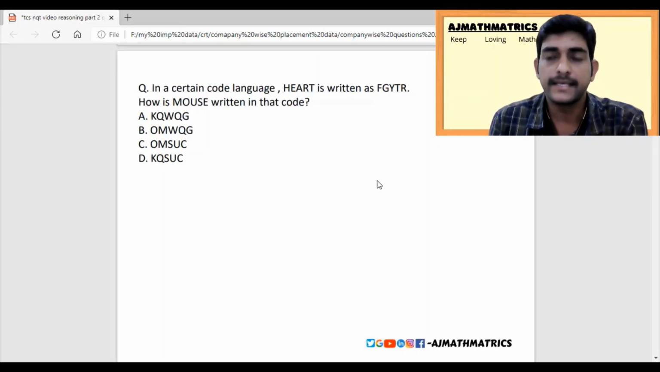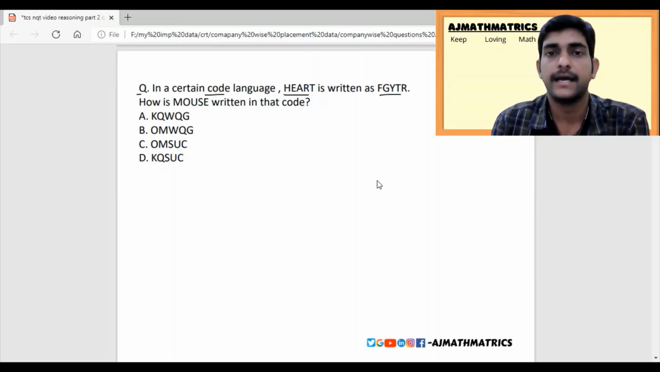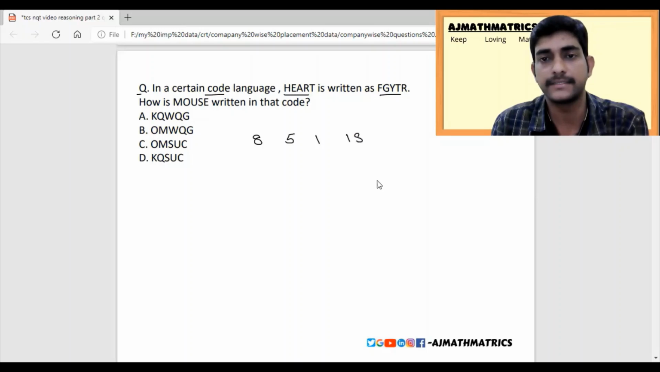Now, this is a coding decoding kind of question. Here it says in a certain code language, HEART is written as FGYTR. And be clear, guys, whenever you're solving a coding decoding question, it's very helpful if you remember the numbers of the alphabets. And I know the numbers of these alphabets. So HEART: H letter number is 8, E letter number is 5, A letter number is 1, R letter number is 18, T letter number is 20.